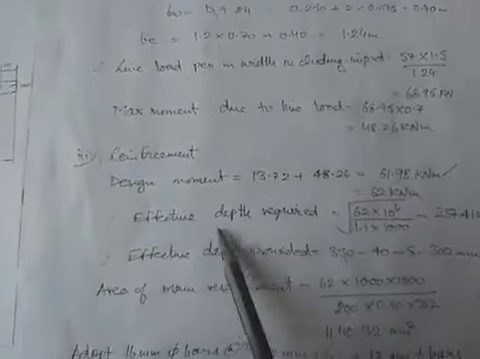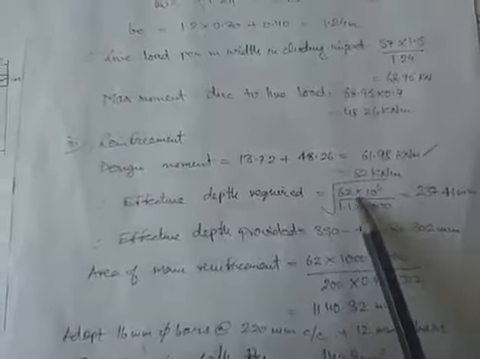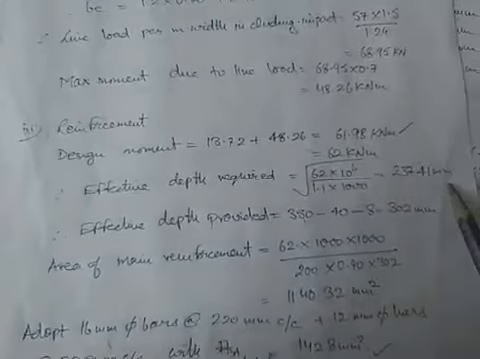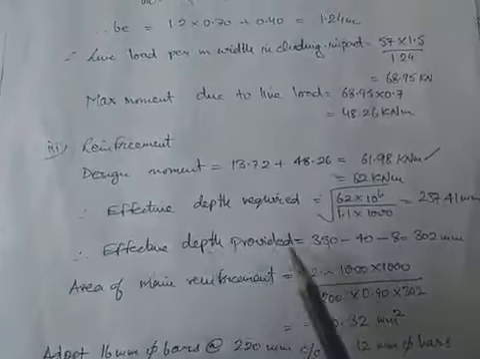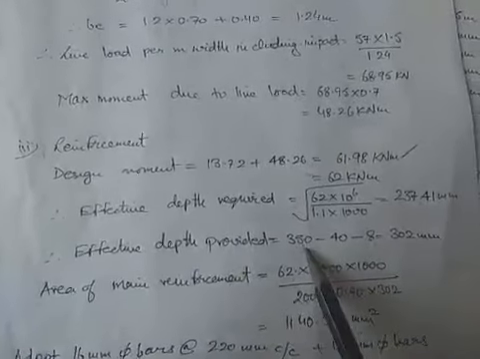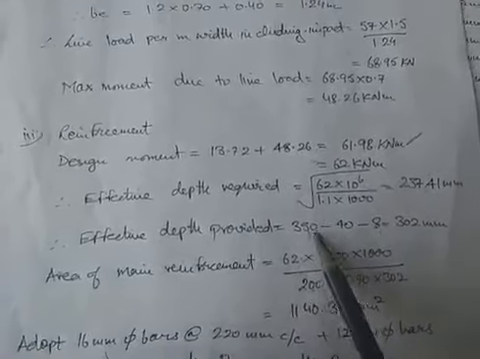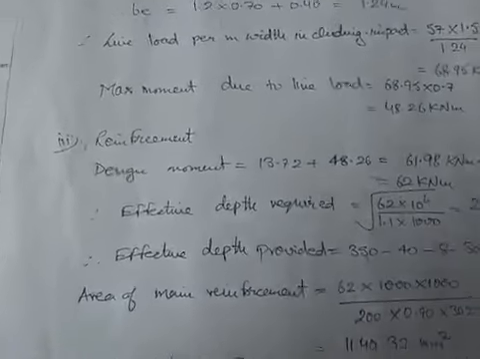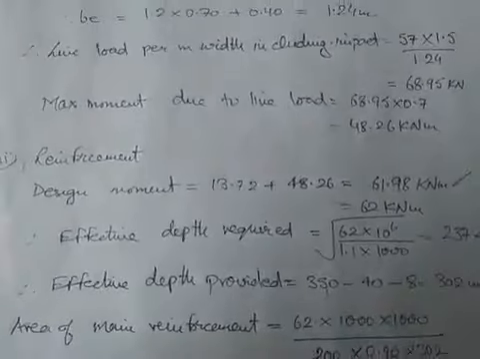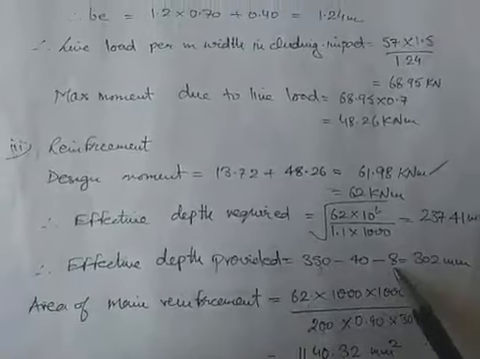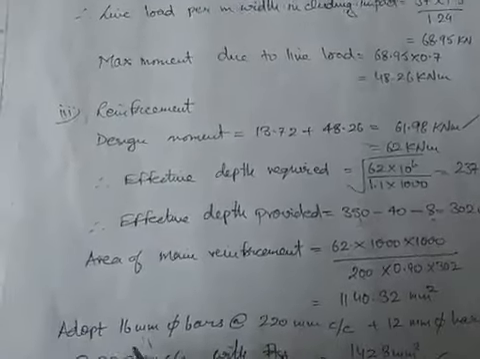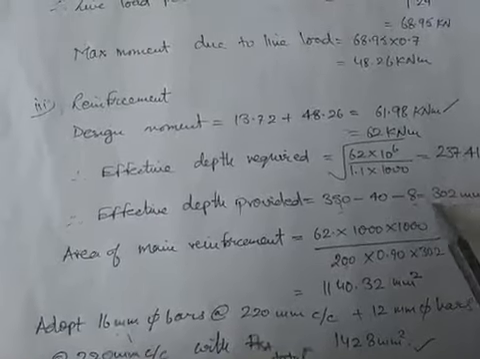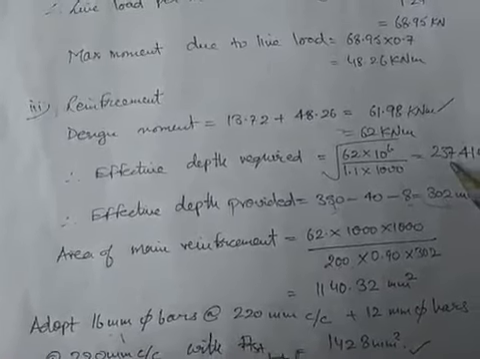You know how to calculate the effective depth required, square root of M by R. So this gives me 237.41 as the required depth. The depth provided, I have told you, we have provided 350. So 350 has been taken as the depth provided at the place where the moment is maximum. So 350 minus cover minus half the diameter of the bar we are going to use. We are going to use 16 mm dia bars, so minus 8 gives me 302, which is being provided. So provided is more than required, hence we are safe.